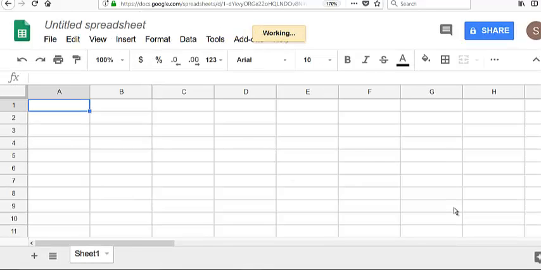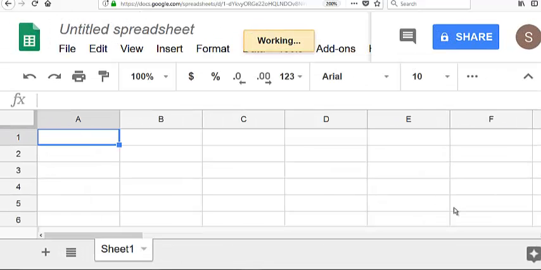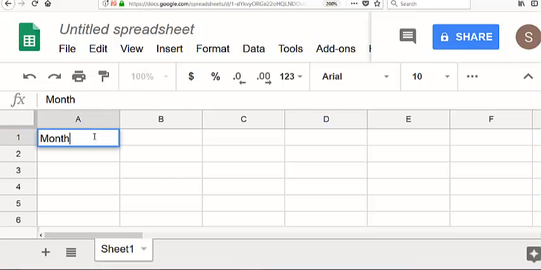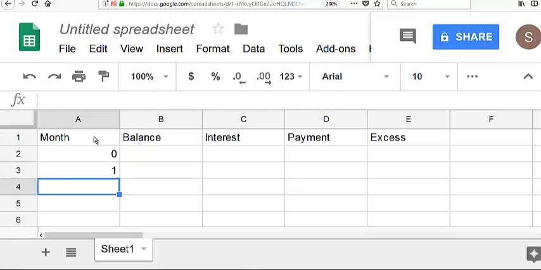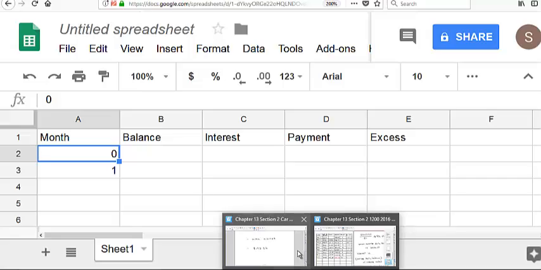Okay, so we did this the other day by hand. What you're going to have is a column that's the month, a column which is the balance, and a column which is the interest, payment, and the excess. Same five columns, and we start off with month 0, which is when you buy the car. And let's go back to the problem.